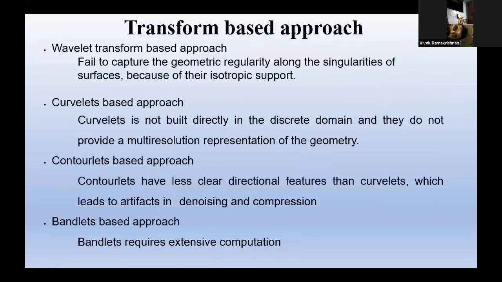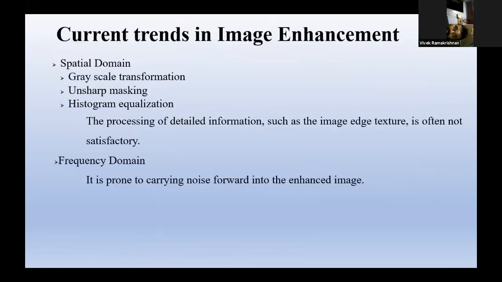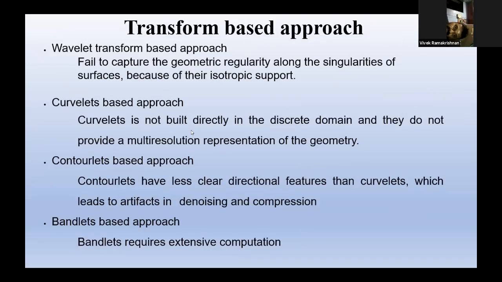So now this is basically a transform based approach. When we go for the transform, the first thing which comes to our mind is the wavelet transform, where a lot of universities have courses related to wavelets. It is the most famous transform. So there are some drawbacks with respect to that. That is, the wavelets fail to capture the geometric regularity along the singularities of the surface because of the isotropic support. That means they lack the directional support, which is provided by the shearlets or the non-subsampled shearlets, etc.